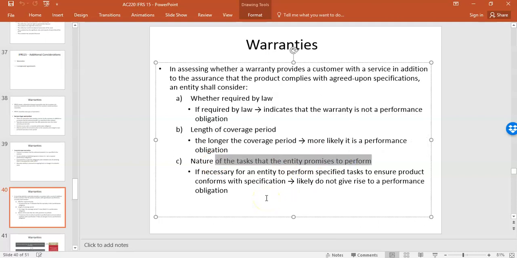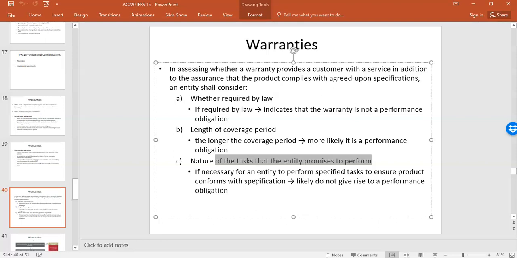So if an entity, for example, only promises certain tasks to ensure the product conforms to specification, it's not likely this is a service type agreement. It's really just a standard assurance type warranty. So you're trying to look at, does this warranty give over and above the assurance that would be required of a standard warranty? Right? So is it giving extra long? Does it go over and above the requirements, for example, for consumer law?